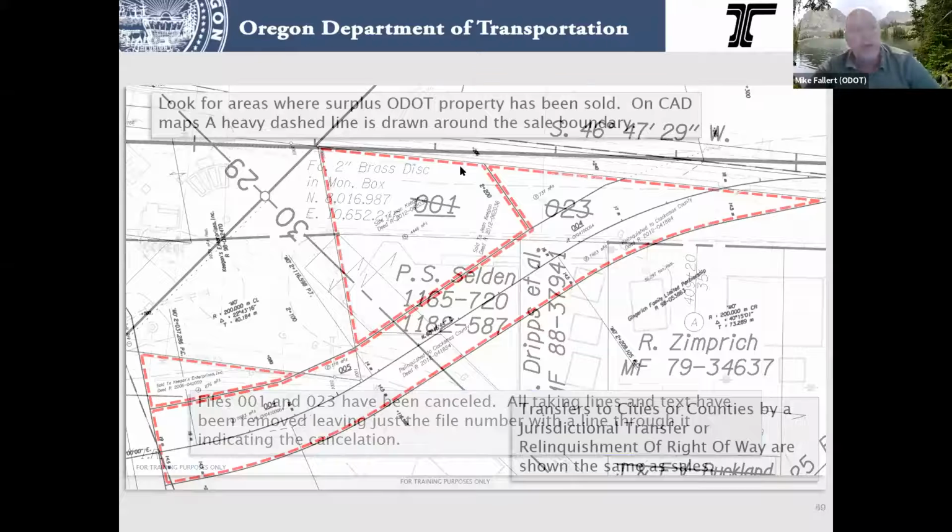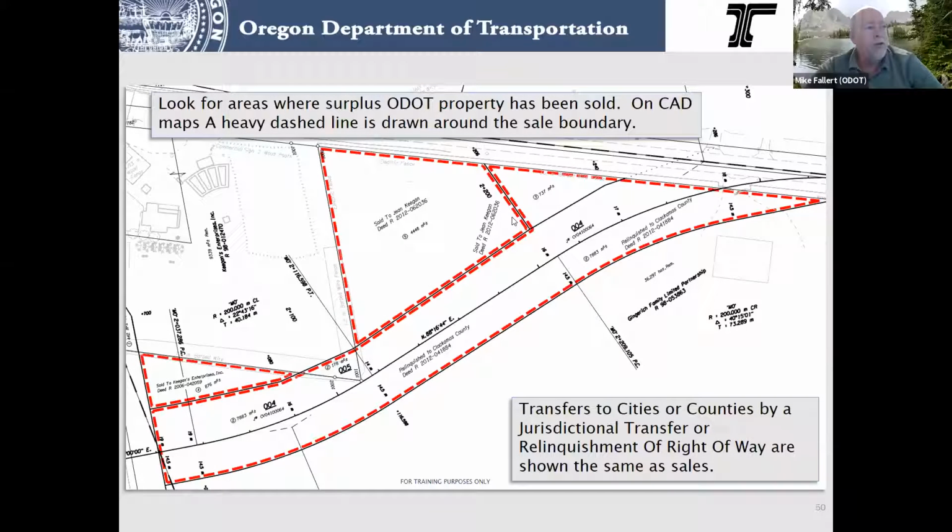Areas that are being sold, we put heavy dash lines. Areas that are being transferred to counties or cities, we do the same type of lines. We'll label what we have done. This was relinquished to Clackamas County. This one up here was sold to Gene Keegan. And so it's easy to follow back through. They have deed recordings and everything with them.